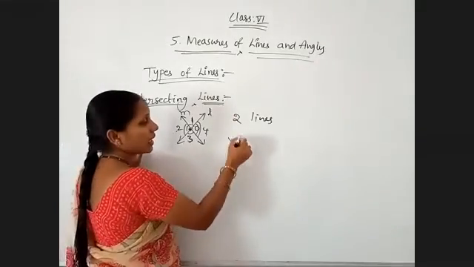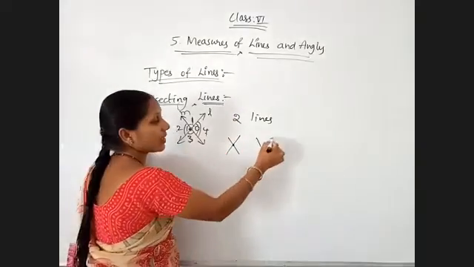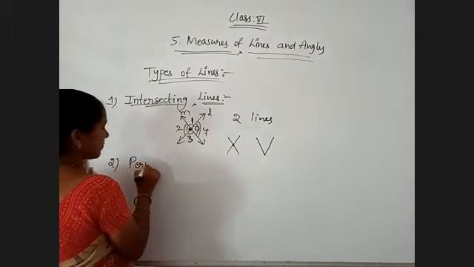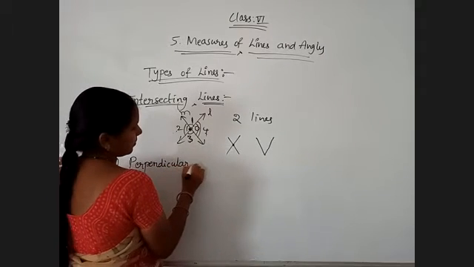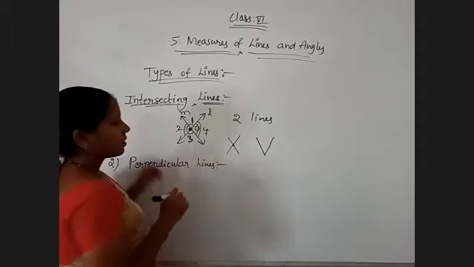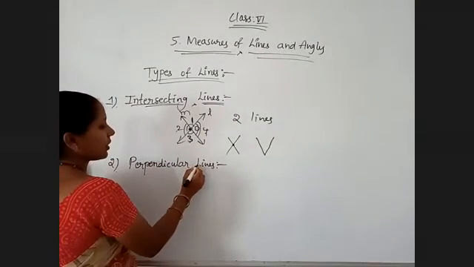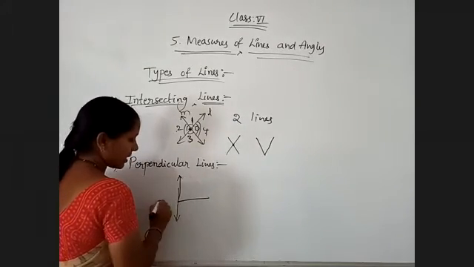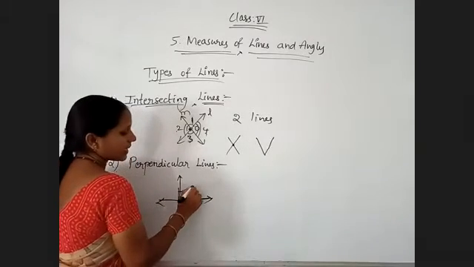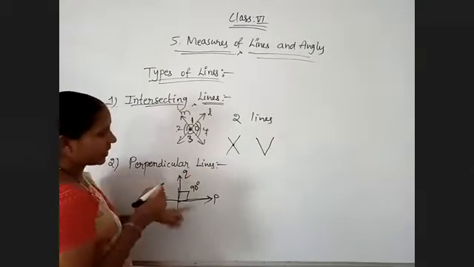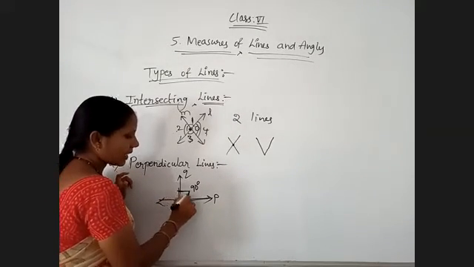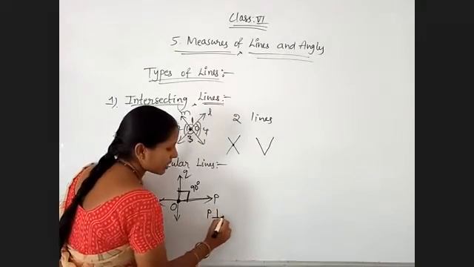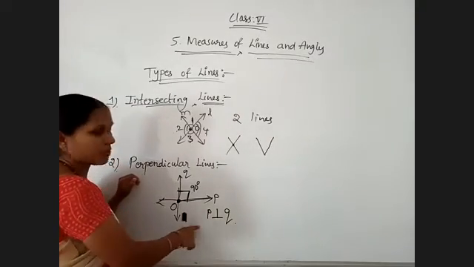Then in the English alphabet, letter X possesses intersecting lines, and letter K also has intersecting lines. Okay? And coming to the perpendicular lines. For perpendicular lines, just observe, wherever you see an L shape, two lines are meeting in such a way that they make a 90 degrees angle. P and Q are intersecting at a point and they are making a 90 degrees angle. So P and Q are said to be perpendicular lines and they are represented by a symbol. P is perpendicular to Q, that is nothing but Q is also perpendicular to P.